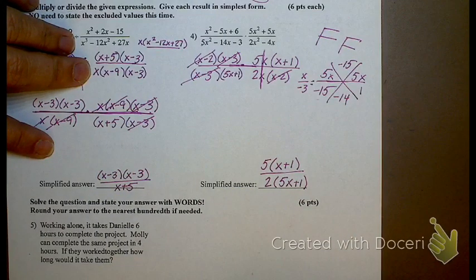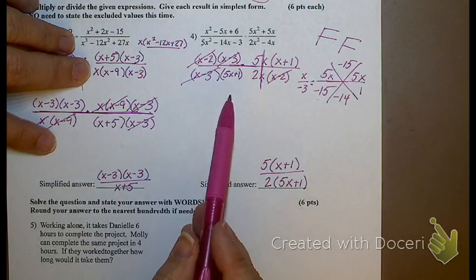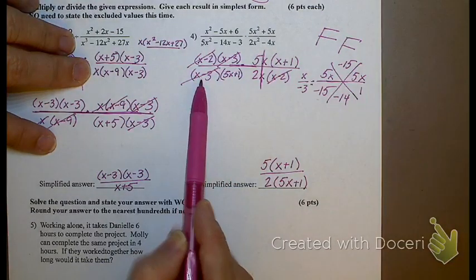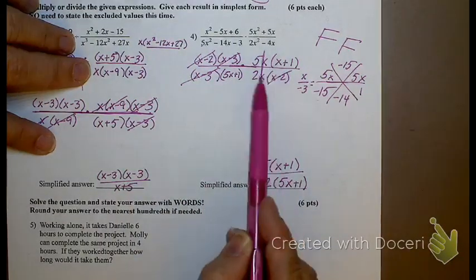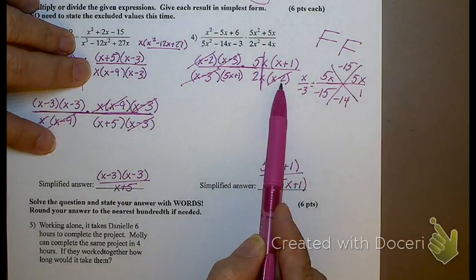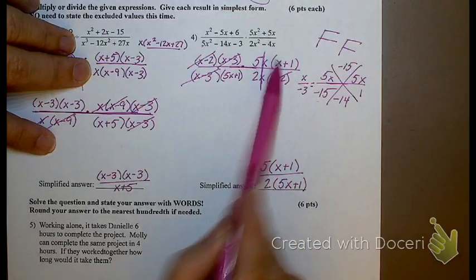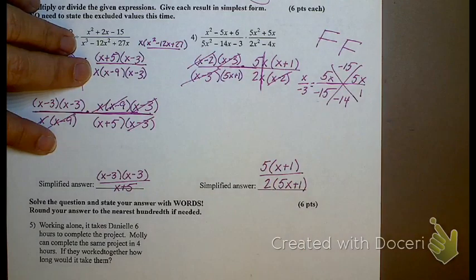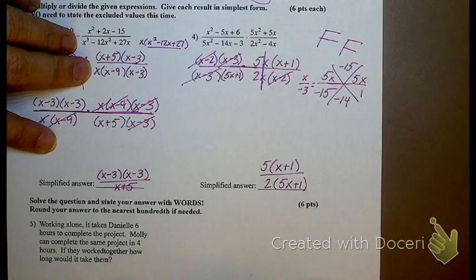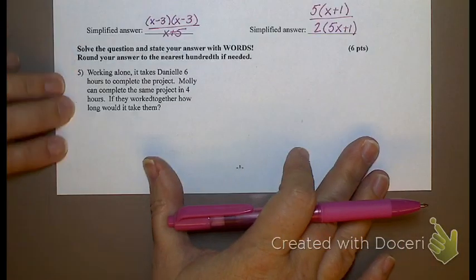Okay? Again, would this one have been terribly difficult to ask about excluded values? 3, -1/5, 0, 2. And I don't need to worry about the top because this was a multiplication problem to begin with. Not too bad? Good answer. All right, solve this question.